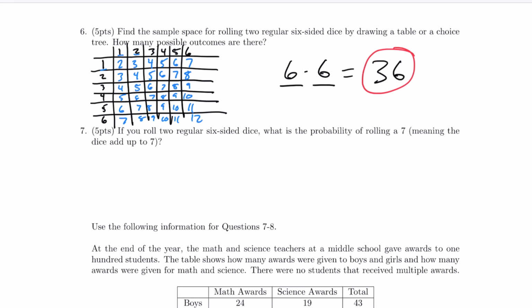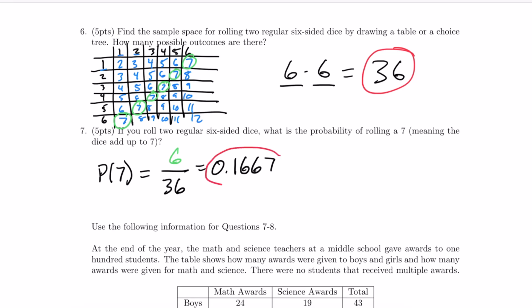Because on question 7, it says if you roll 2 regular 6-sided dice, what is the probability of rolling a 7? So the probability of rolling a 7 is going to be, out of the 36 options that we found above, you have 1, 2, 3, 4, 5, 6 7s. And so that probability is going to be 6 out of 36. And in decimal form, that ends up equaling 0.166666, repeating. So about 16 to 17% likely that you would roll a 7. And that's how you would do question 7.